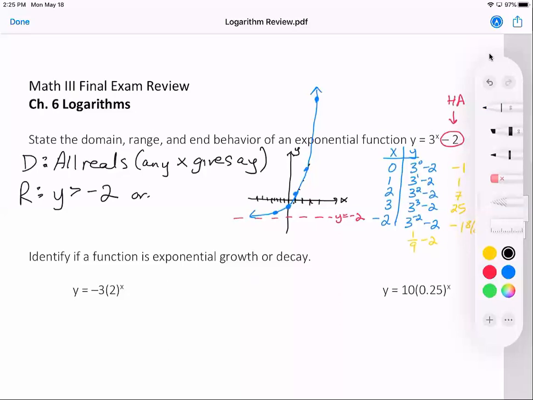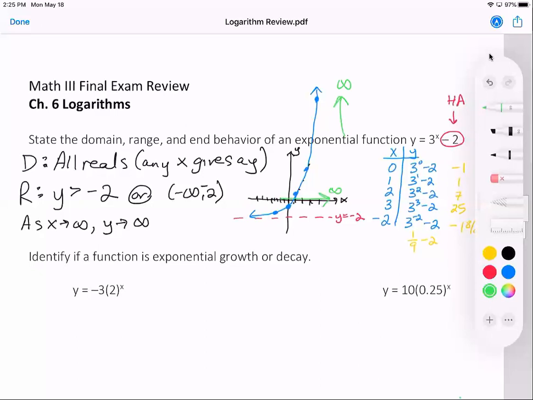You could also state this in interval notation, which would be negative 2 comma infinity, if you'd like to state it that way. Either way is fine. And then the end behavior, as x goes to infinity, what does the function do? Well, y also goes to infinity. As x goes this way to positive infinity, the function is going up to positive infinity.